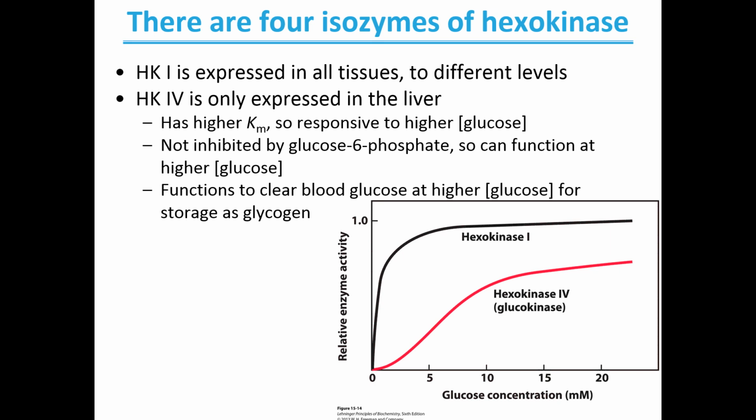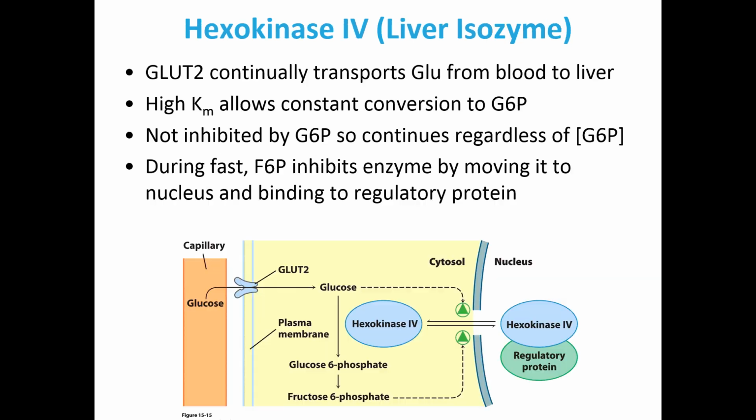Hexokinase 4 is also not inhibited by glucose 6-phosphate, which is the product of the hexokinase reaction. So this hexokinase 4 within the liver is going to continue to work much longer under much higher glucose and glucose 6-phosphate concentrations than any of the other hexokinases. In addition, we can make some other things happen by binding a regulatory protein so that the liver is always capable of not just using the glucose, but always transporting the glucose into the cell.